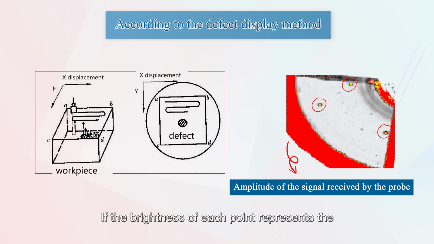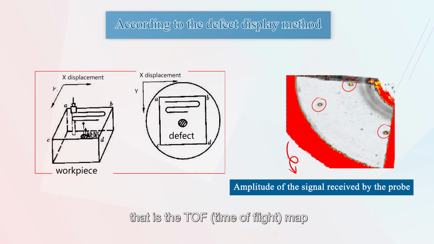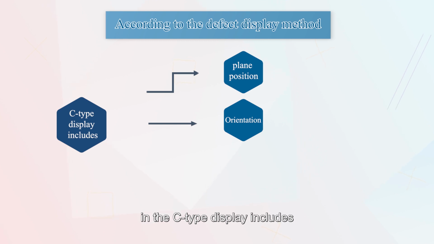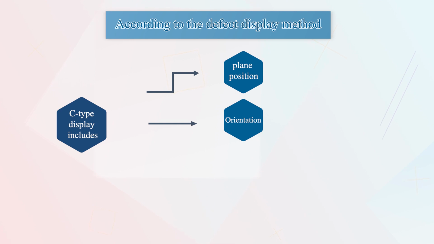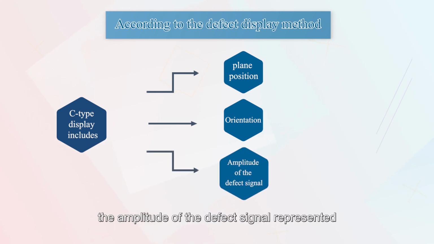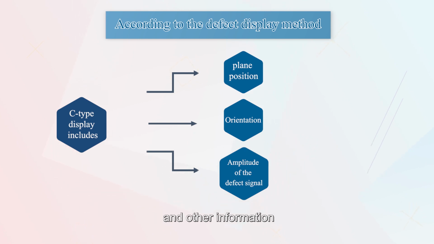If the brightness of each point represents the echo propagation time, the defect depth distributed on the map, that is the TOF, time of flight map, can be obtained. The information that can be obtained in the C-type display includes the plane position and the orientation of the defect, the amplitude of the defect signal represented by the brightness or color of the signal, and other information.